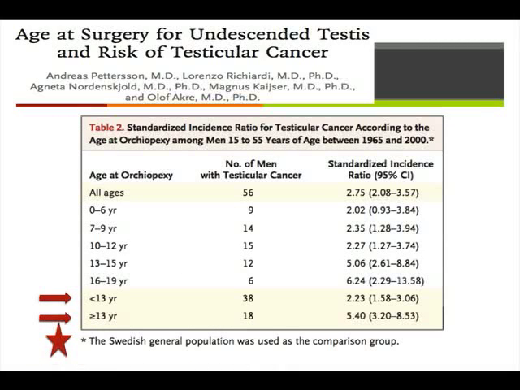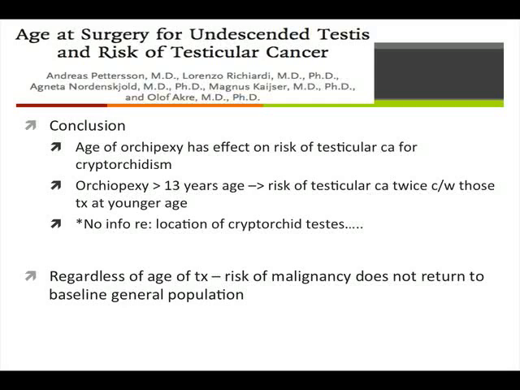Looking at this, what I want to highlight was the standardized incidence ratio, basically looking at the incidences of testicular cancer within this cohort of cryptorchid testes compared to the general population, which they used as the Swedish general population. If they were 13 years of age or under at time of treatment, then there was a higher incidence ratio of 2.2, but if they were treated after puberty, then that went up to 5.4. So age of orchidopexy really does have an effect on the risk of subsequent testicular cancer for cryptorchid testes.